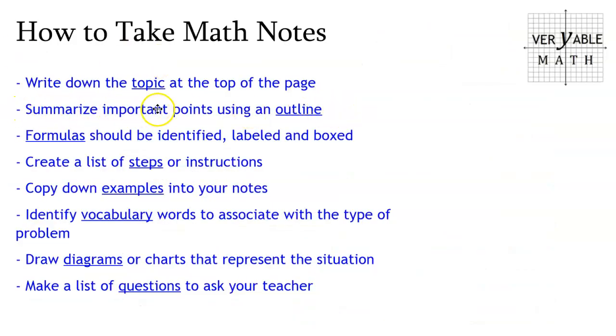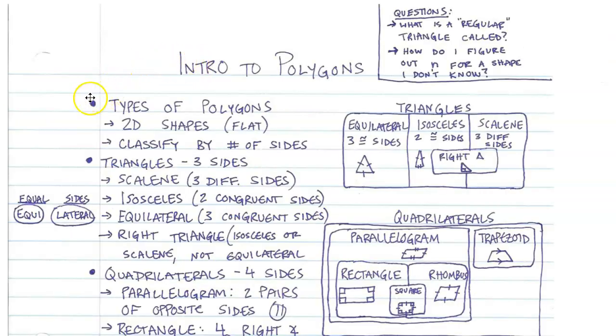The next thing that you should do is to summarize important points using an outline. If you'll notice, my outline has all of the important topics, the main ideas, with a bullet point or a dot. And then all of the ideas that are related to those ideas or all of the details are notated with arrows. This helps you organize yourself and helps you make a nice flow for your notes. So you don't have to go back and watch the video a second time to understand the material. The material is all here.